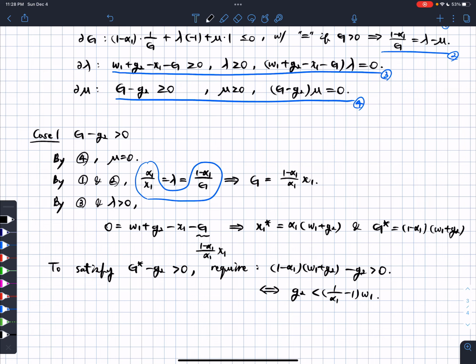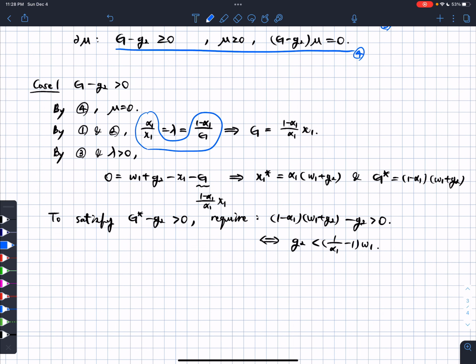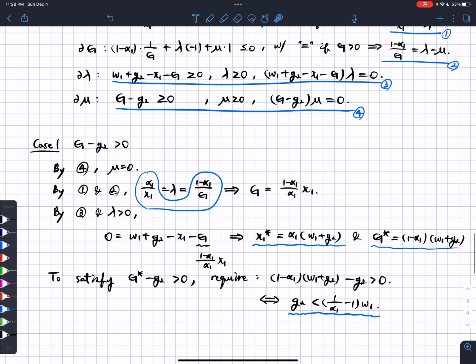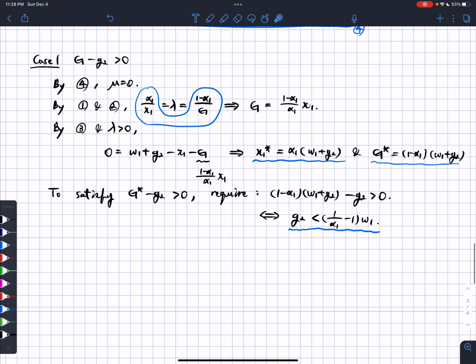So to summarize, if G2 satisfies this condition, then the solution will be x1 star equal to this much and big G star equal to this much. This is the solution. Of course, I haven't fully figured out the solution values of lambda and mu, but for our purpose that doesn't really matter, because eventually what we need is just x1 star and big G star. Okay, and case 2.